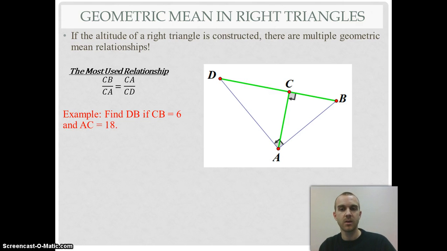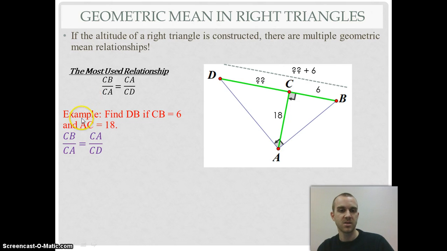Say I want to find the entire length of my hypotenuse, and what I know is that CB is 6 and AC is 18. I would just have to use my proportion, which is small segment of the hypotenuse over the altitude equals the altitude over the other segment. So I fill in my parts that I know, 6 and 18, and I don't know DC or CD, so I'll plug it into my proportion. So 6 over 18 equals 18 over x. 6x equals 324, so x is 54.